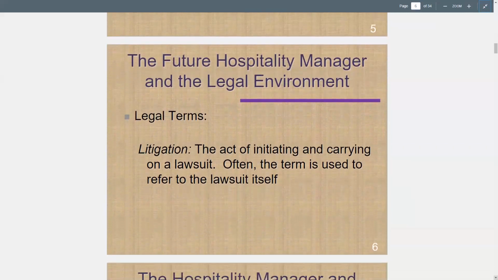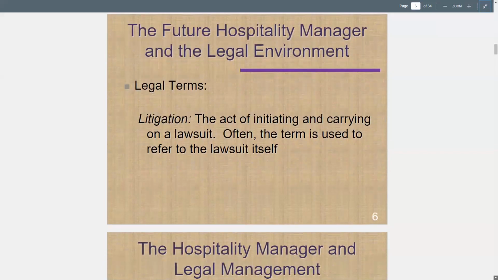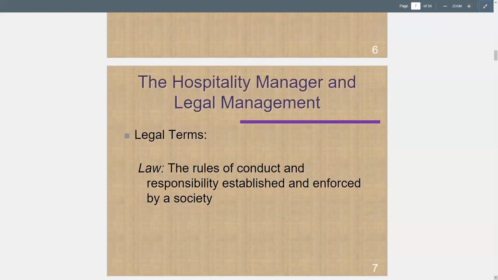Another legal term that's important is litigation. It's probably one that you're very familiar with. We all know litigation happens when somebody sues somebody else, right? That's the act of beginning and carrying out a lawsuit. It can be a civil matter or it can be a criminal matter. We'll see most of the issues that we encounter in a hospitality law course are going to be civil matters.